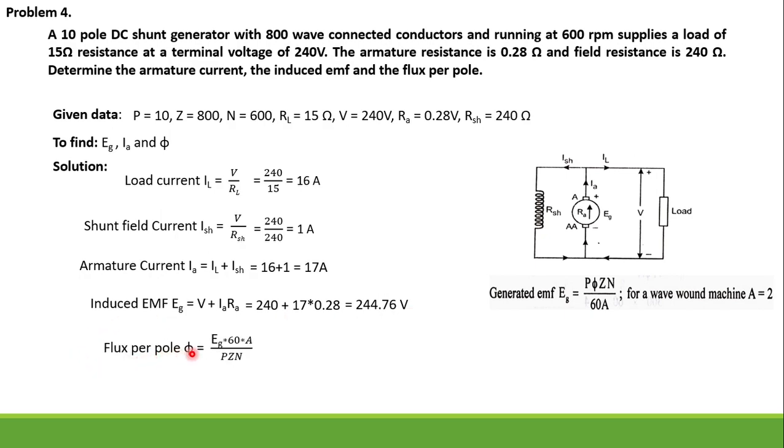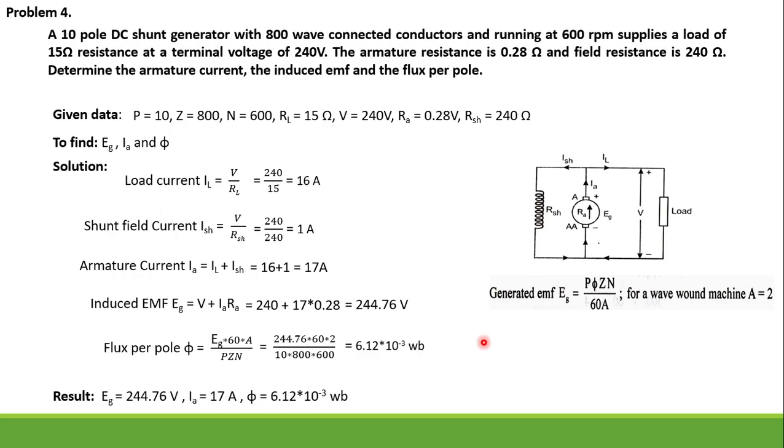Now flux per pole can be calculated from the equation of generated EMF. Take phi on one side, the remaining on the opposite side. Phi is equal to Eg into 60 into A, whole divided by P Z N. Now substitute all these values: Eg 244.76, 60, value of A is 2, divided by P is 10, Z is 800, N is 600. That gives 6.12 into 10 power minus 3 Weber, that is 6.12 milliweber.